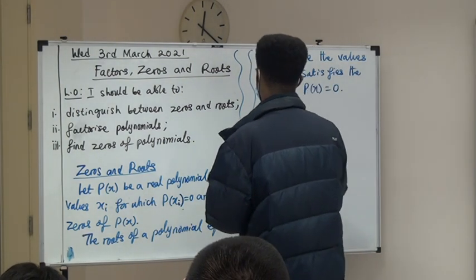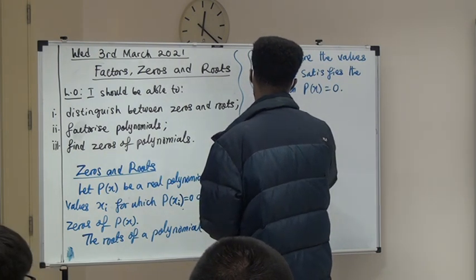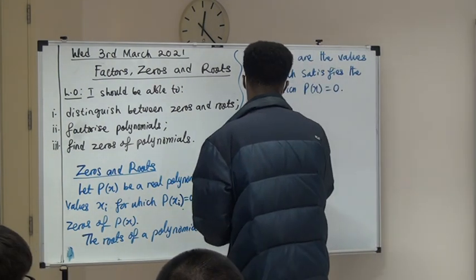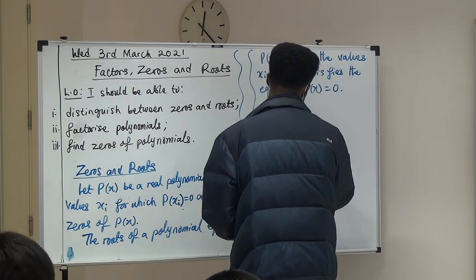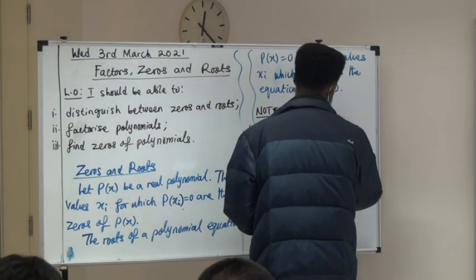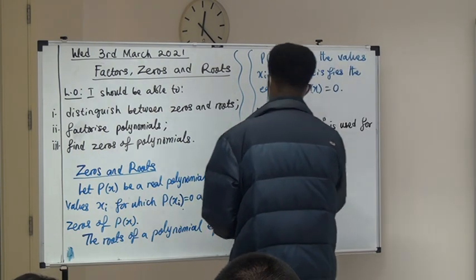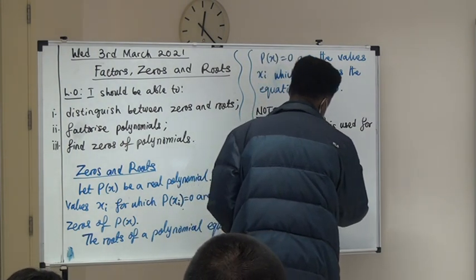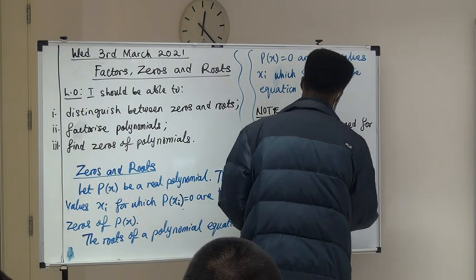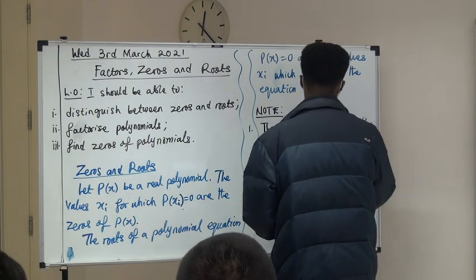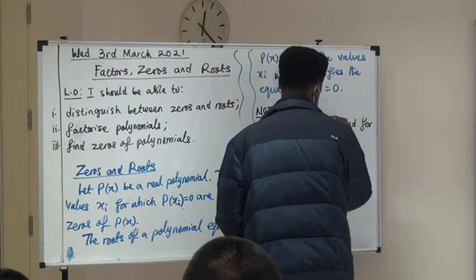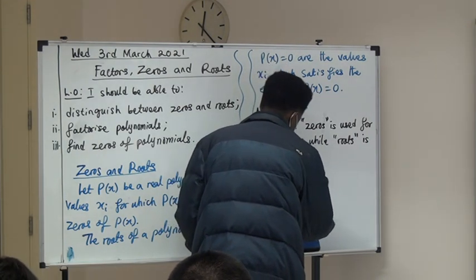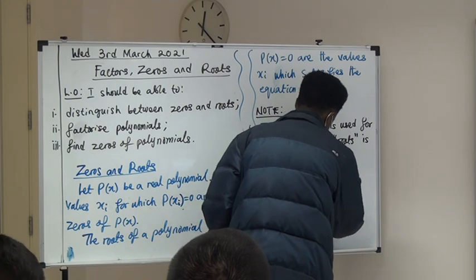Now, some notes or remarks. 1. The term zero is used for expressions, while roots is used for equations. That's the main difference between them.